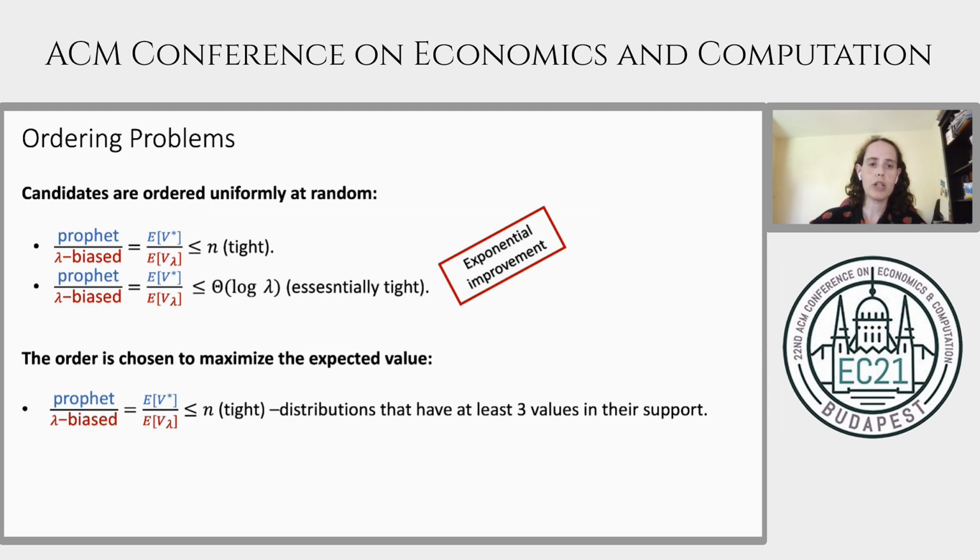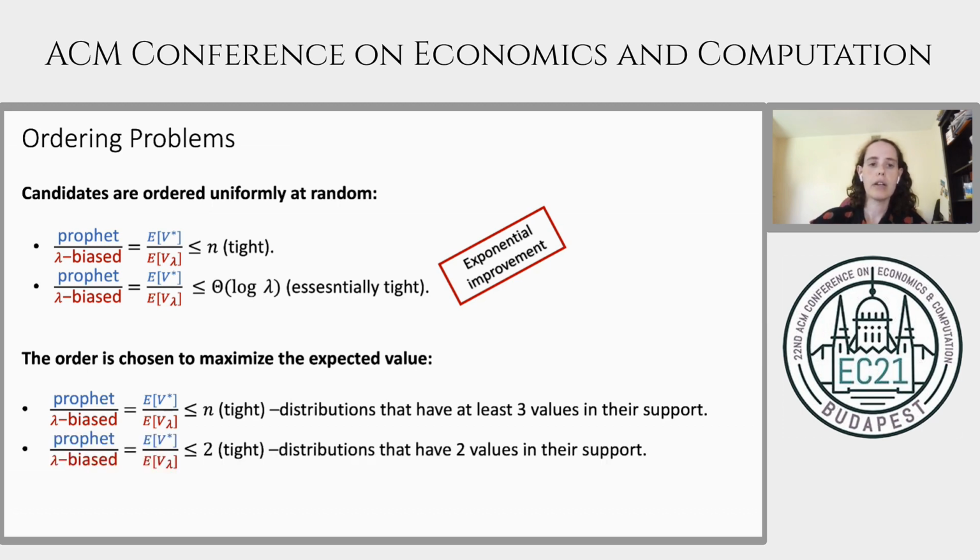Now, this distribution has 3 values in the support, and we show that this is crucial for having a lower bound of n, since when we consider distributions that have only 2 values in the support, we show a bound of 2 on this ratio. And this is another exponential improvement here. So let me briefly sketch our proof for the bound of 2.